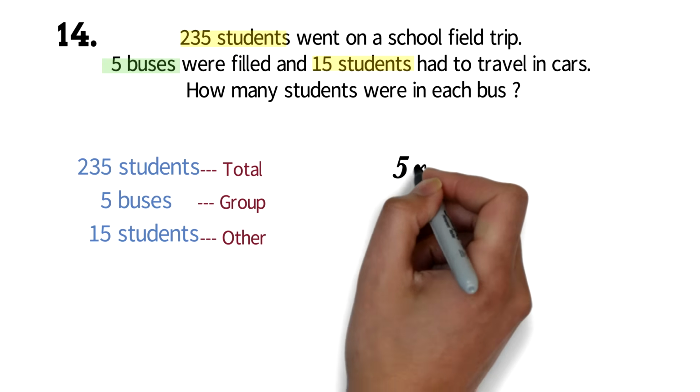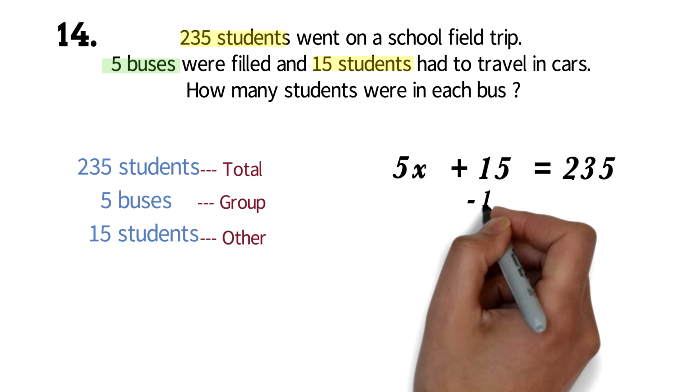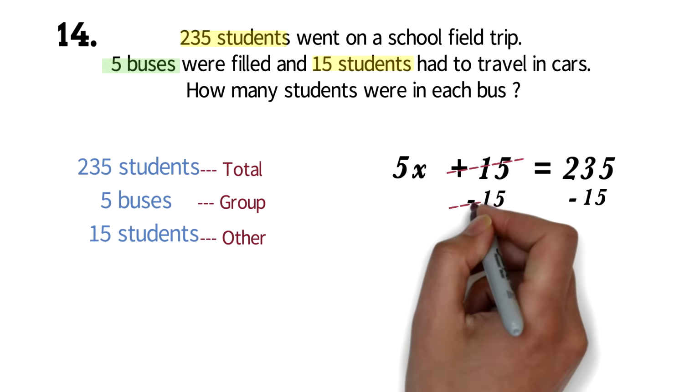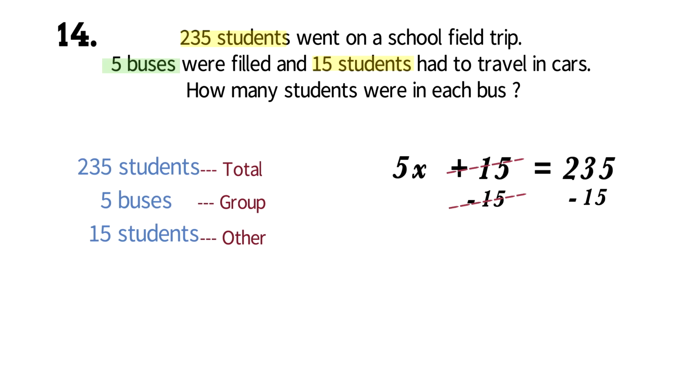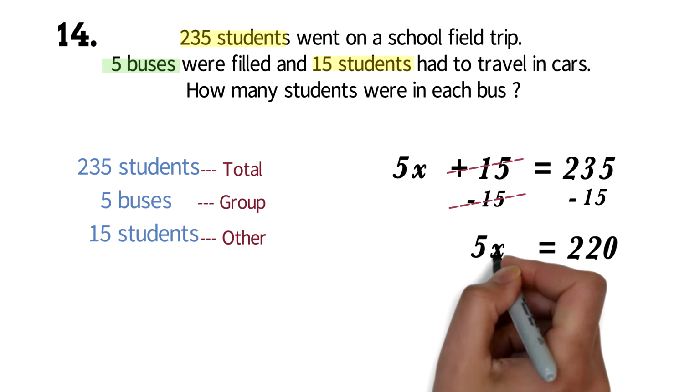So we can write our equation as 5x plus 15 equals 235. Now, we can solve the two-step equation. Subtract 15 from both sides. The 15 will cancel out. 235 minus 15 is 220. We have 5x equals 220.